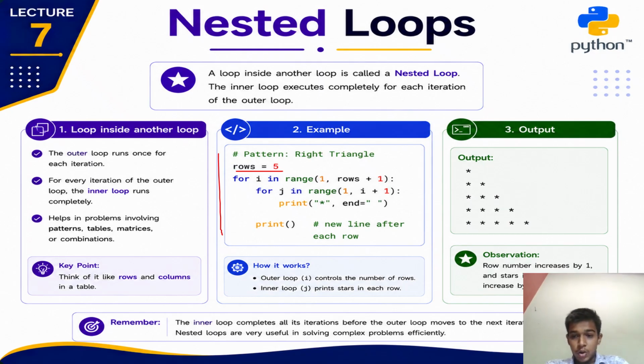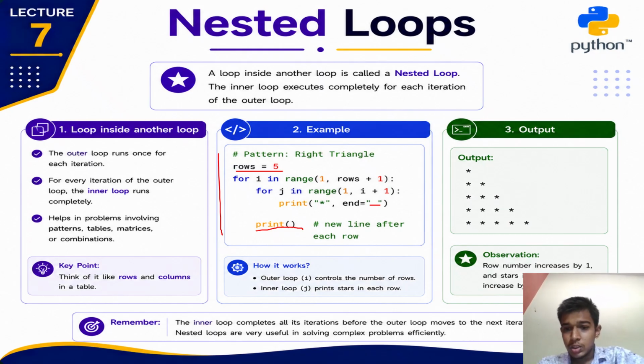It prints a star according to the current row. Notice the statement print star, end equals a space. Python prints the next star on the same line with a space. After the inner loop finishes, we write this print, and you can see it is blank here, nothing is written here. This prints a blank line and moves the cursor to the next row. Without this statement, all the stars would appear on a single line.